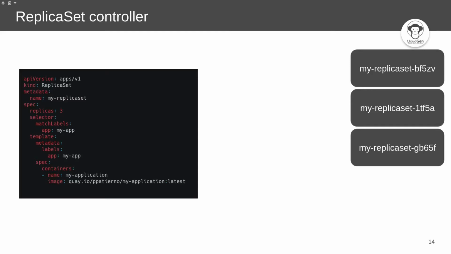So what happens when you create this replica set resource is that the replica set controller will create the 3 corresponding pods, on the right-hand side. The name is the name of the replica set, a dash, and a kind of random ID. This is what happens. It will create these 3 pods.